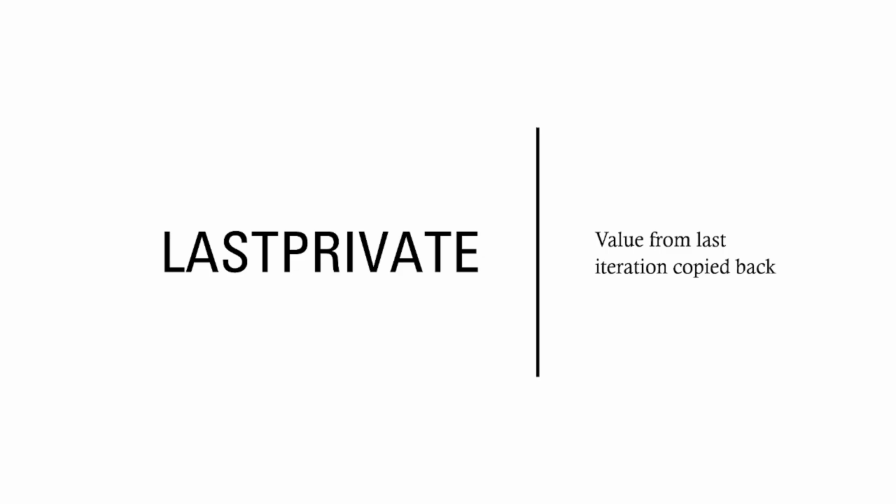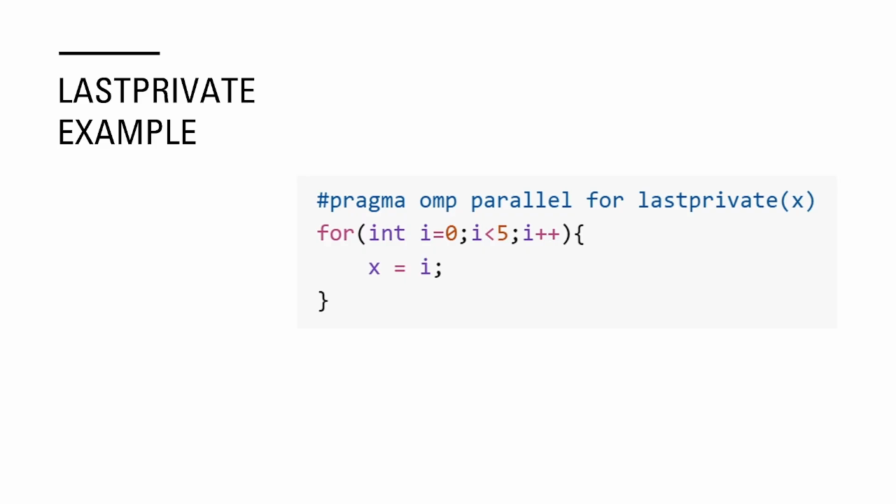So lastprivate is useful when you need to preserve the result of the final iteration, that is, ensuring correctness while still benefiting from the parallel execution. And if you look at this simple code of this lastprivate.